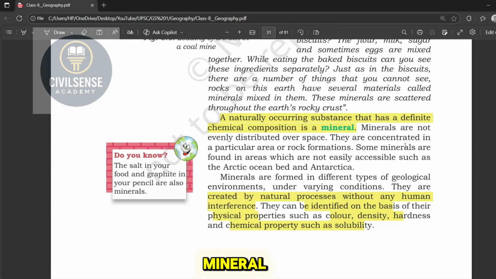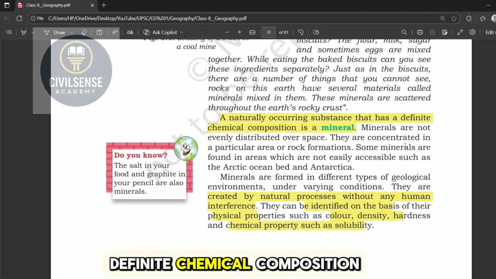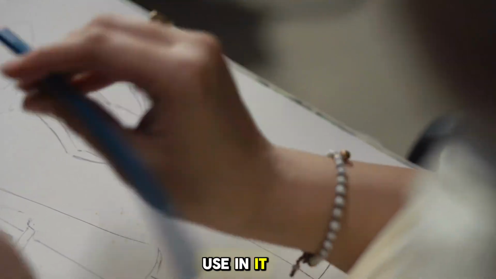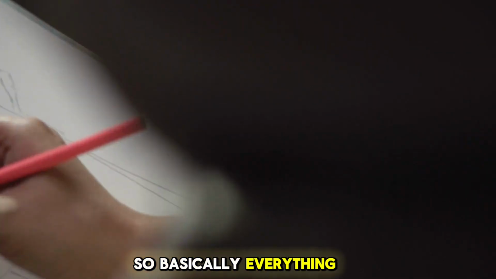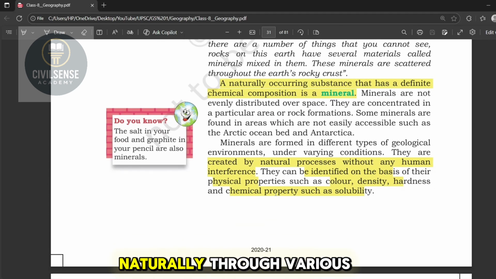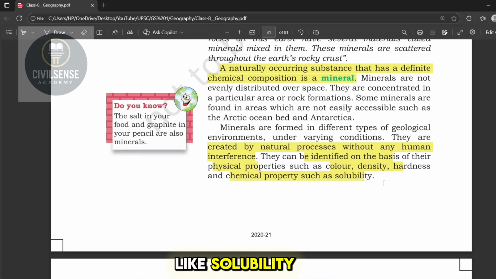So, what do you mean by mineral? A mineral is a naturally occurring substance that has a definite chemical composition. For example, look at your pencil, the lead you use in it, that's also a mineral. So basically everything around us that comes from nature and has a specific composition, that's a mineral. Now, minerals are formed naturally through various geological processes without any human interference. They can be identified by their physical properties like color, density, hardness, and also by their chemical properties like solubility.